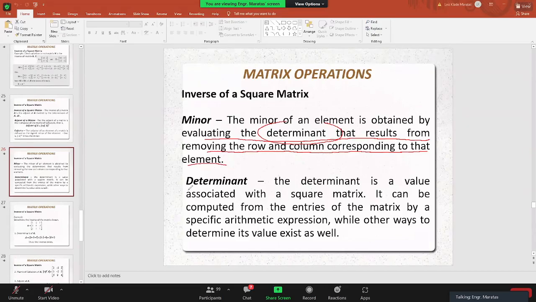Then, the determinant is a value associated with the square matrix. It can be computed from the entries of the matrix by a specific arithmetic expression, while other ways to determine its value exist as well. So there are actually a number of ways how to determine the determinant of the matrix. Okay, let's have here some examples.